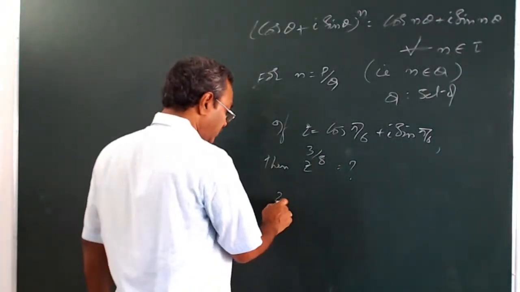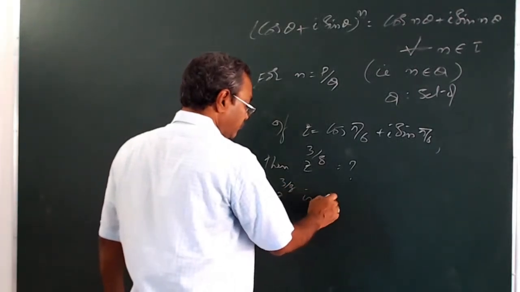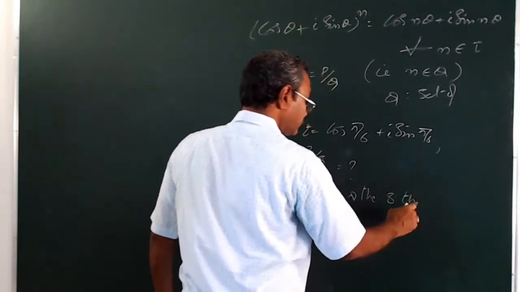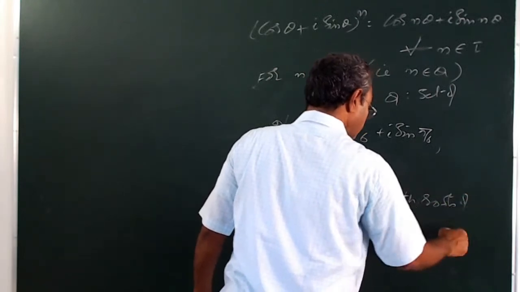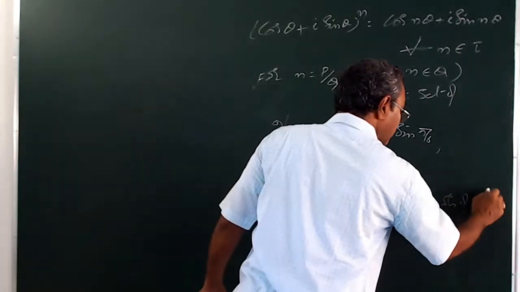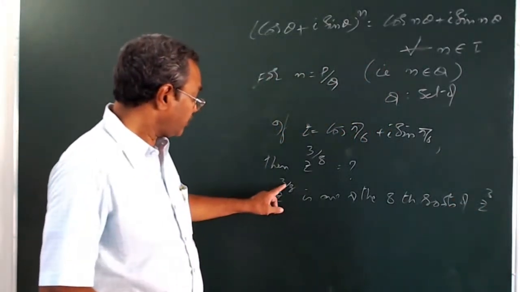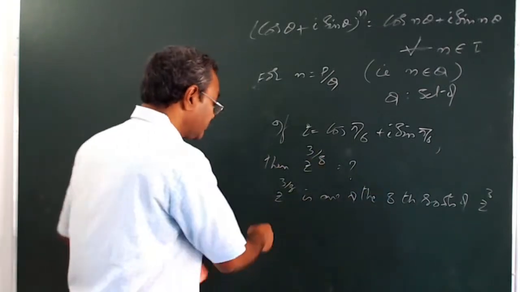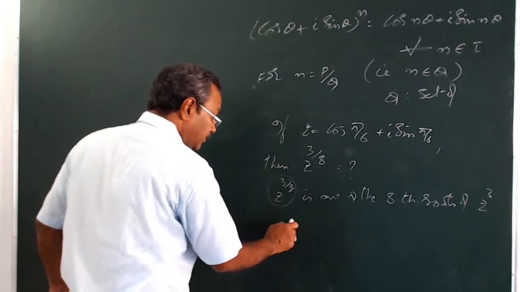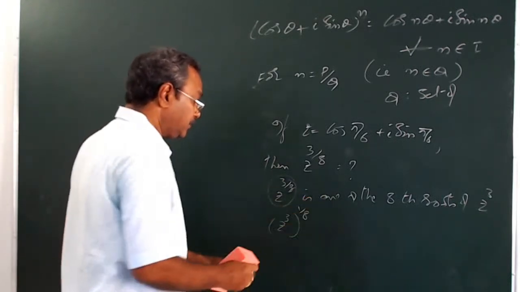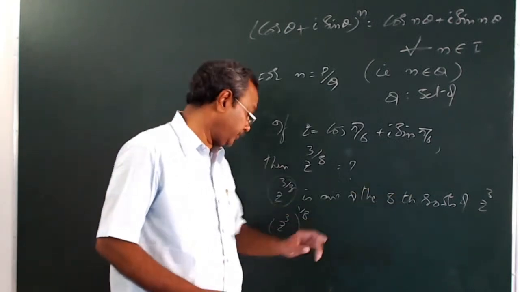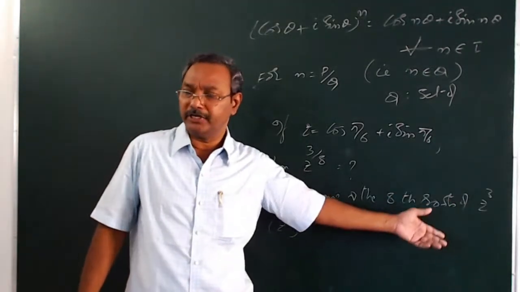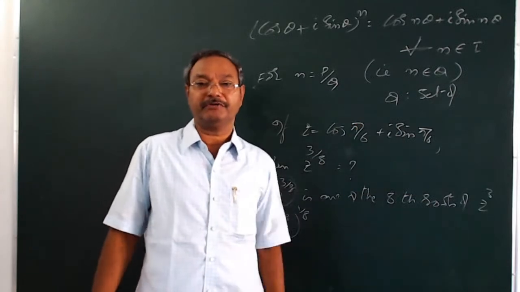My statement is z to the power of 3 by 8 is one of the 8th roots of z cube, because you are going to write z to the power of 3 by 8 as z cube whole to the power of 1 by 8. That's why it is one of the 8th roots of z cube. Of course, what are the remaining 7 roots? We will learn how to list out the remaining 7 roots in the subsequent discussions.